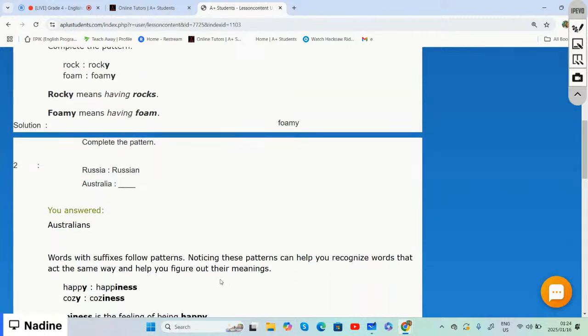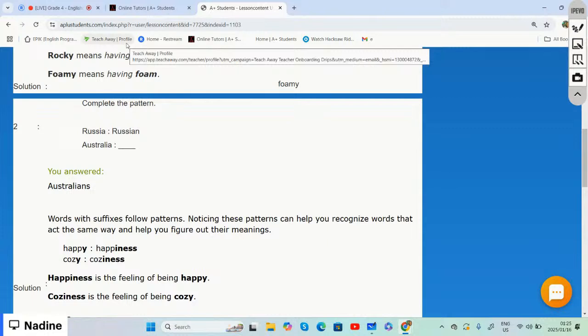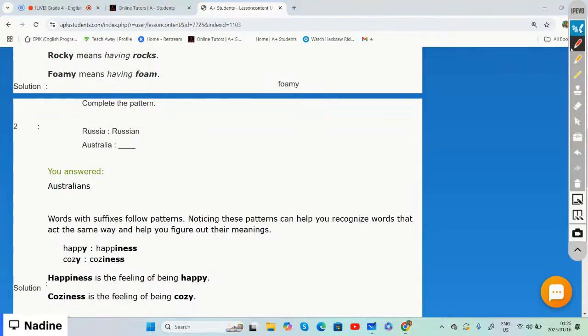All right. So now we need to complete the pattern. We have Russia and we have Australia. So if you are from Russia, then it makes you Russian. Which means that we just added an "an" to that specific word, Russian.